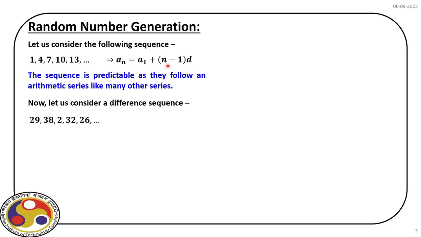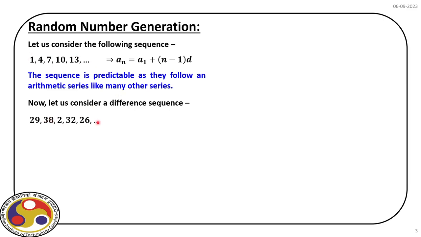So now let us consider one more possibility. So we have another 5 numbers on your screen. You can see first one is 29, next one is 38, next is 2, then 32 and 26. Now if you try to find out what is the model like the one we have in this arithmetic series, you'll not be able to tell. But still, there is a model that we'll see in a minute. But from one number to another, obviously, it does not follow a deterministic model like we have in the previous case.